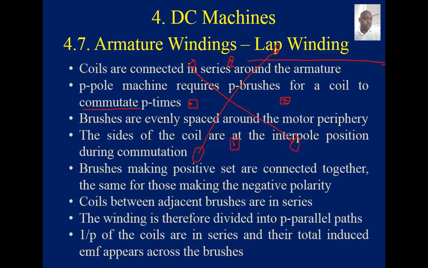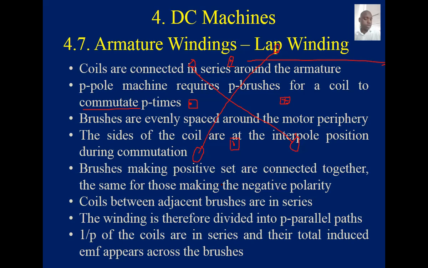Then brushes that make a positive set are connected together, and the same for those making the negative polarity. And coils between adjacent brushes are in series, right? So any coils that are between adjacent brushes will be in series, and the winding is therefore divided into P parallel parts.